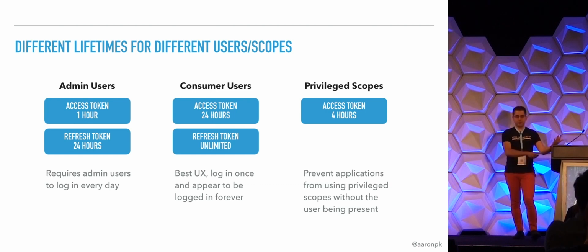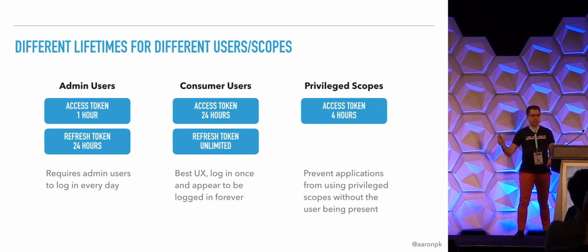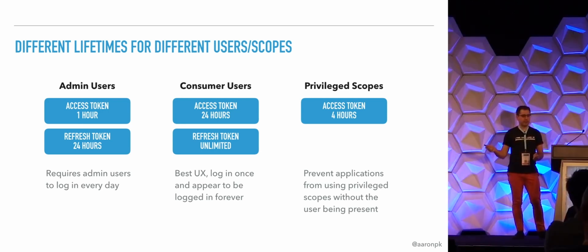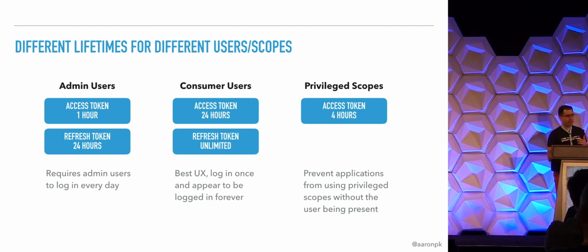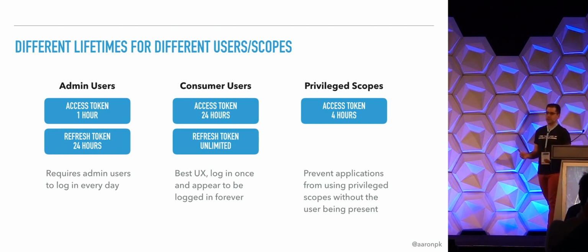So you can say admin users get 1-hour access tokens, 24-hour refresh tokens, they have to log in every day. Consumer users, I don't want to bother, so they get unlimited refresh tokens and they stay logged in. But then if someone's going to do something sensitive in the system, they have only 4-hour access tokens. So you can see there's a lot of flexibility here, and a lot of the OAuth tools and servers and products that you'll use give you these knobs to turn.